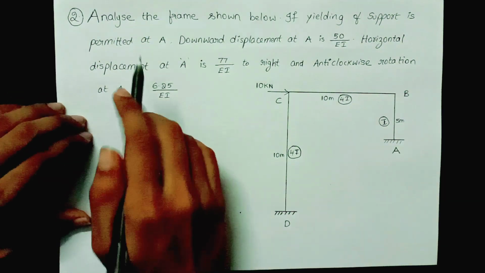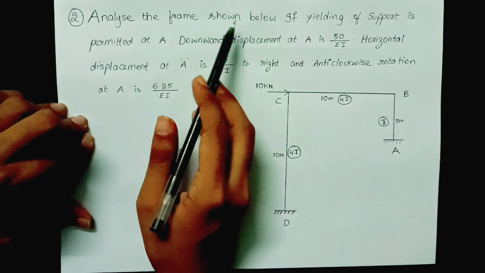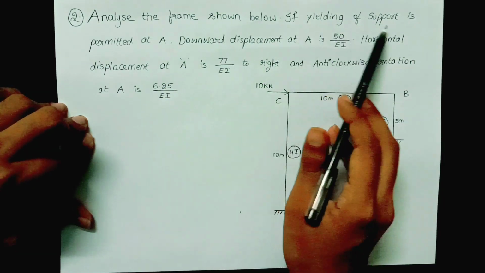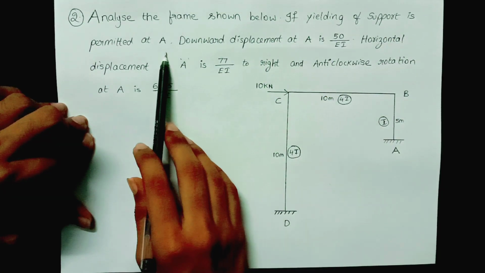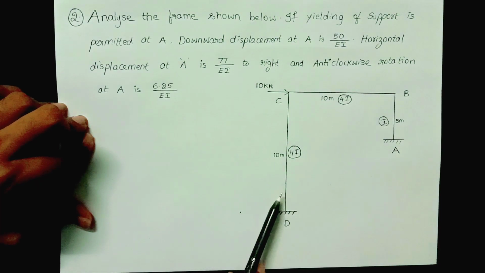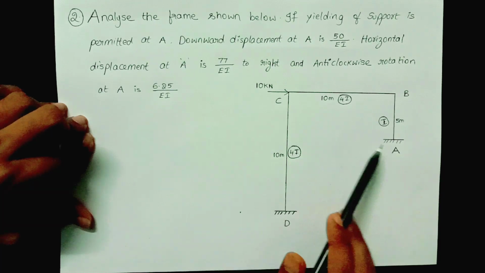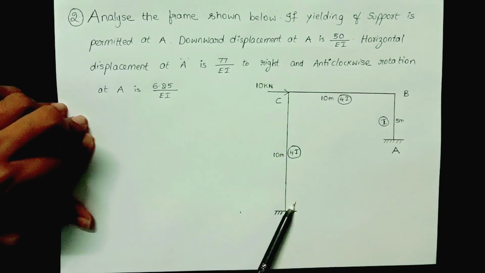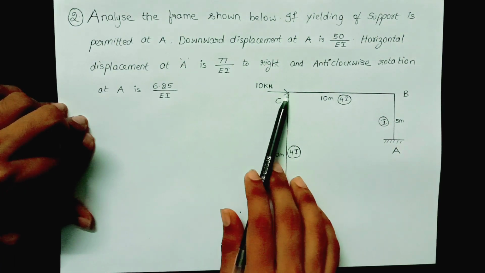In this problem it is given: analyze the frame as shown below if yielding of support is permitted at A. So there is yielding at support A. I have named the letters in this direction: A, B, C, D. This is the frame, and there is one load acting at the joint C.